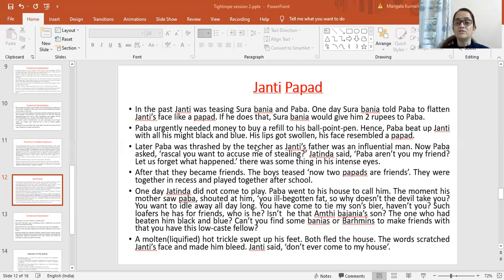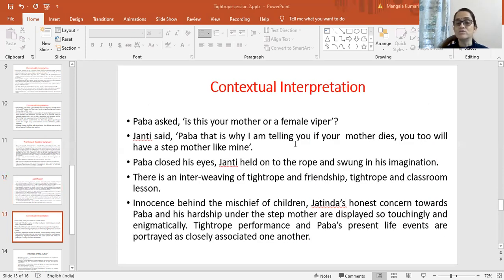When he took breath again, Jatinda told Papa, don't ever come to my house. Papa asked, is this your mother or a female viper? Janti said, Papa, that's why I'm telling you. If your mother dies, you too will have a stepmother like mine. This is a touching sentence told by Jatinda, such a small school-going boy.